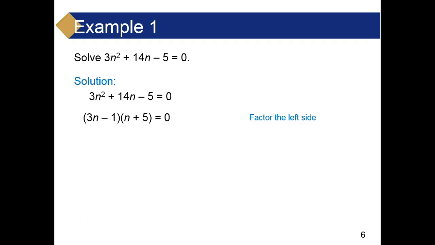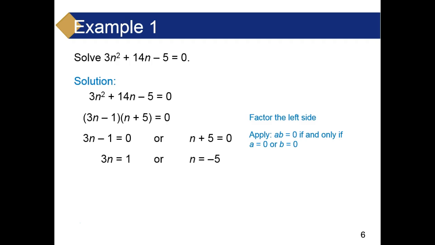They got the same thing we did, and then they split it using the zero product principle: 3n minus 1 equals 0, or n plus 5 is equal to 0. Solving that, 3n is equal to 1, or n is equal to negative 5, so n is equal to 1/3, and n is still equal to negative 5. So that gives that as your solution.